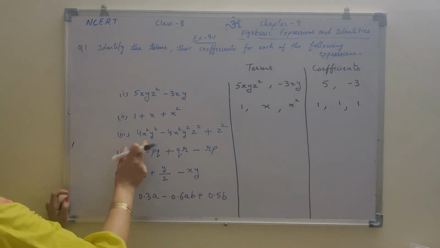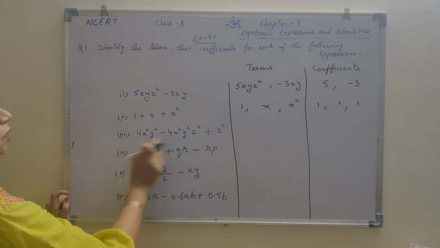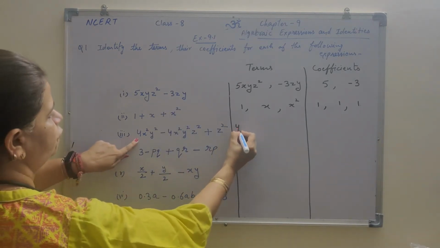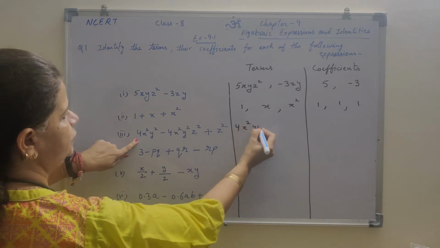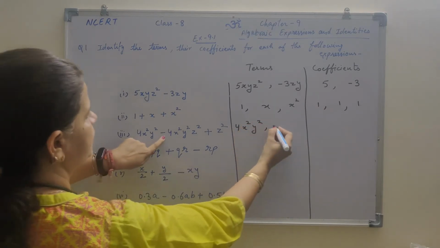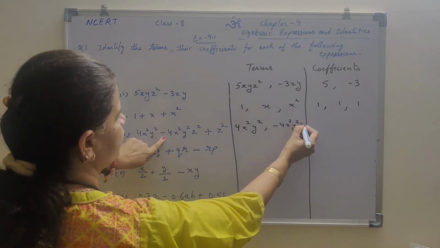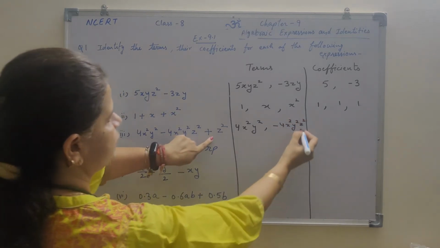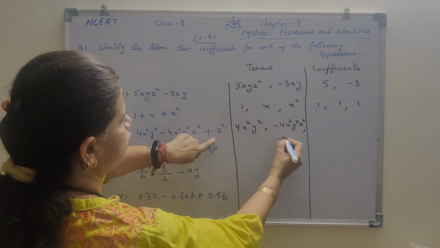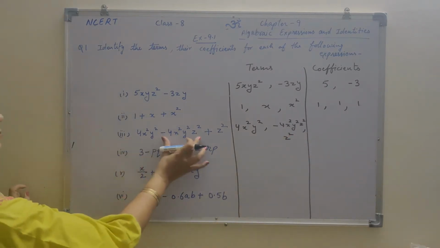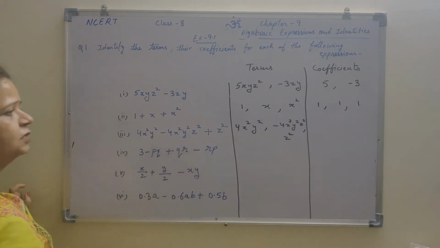In the third expression, again we have 1, 2 and 3 terms. The first term is 4x square y square. The second term is minus 4x square y square z square. And the third term is z square. So here we have three terms, right? This is the first term, this is the second term, and this is the third term.